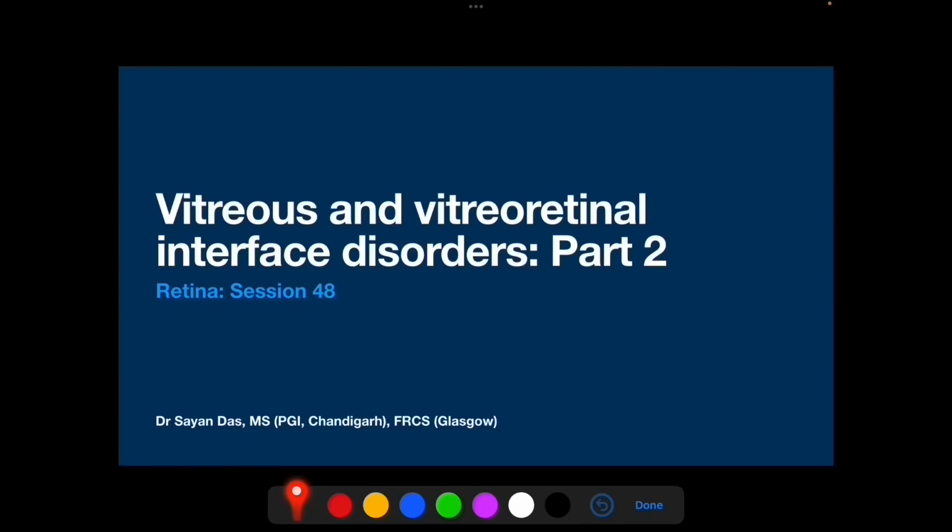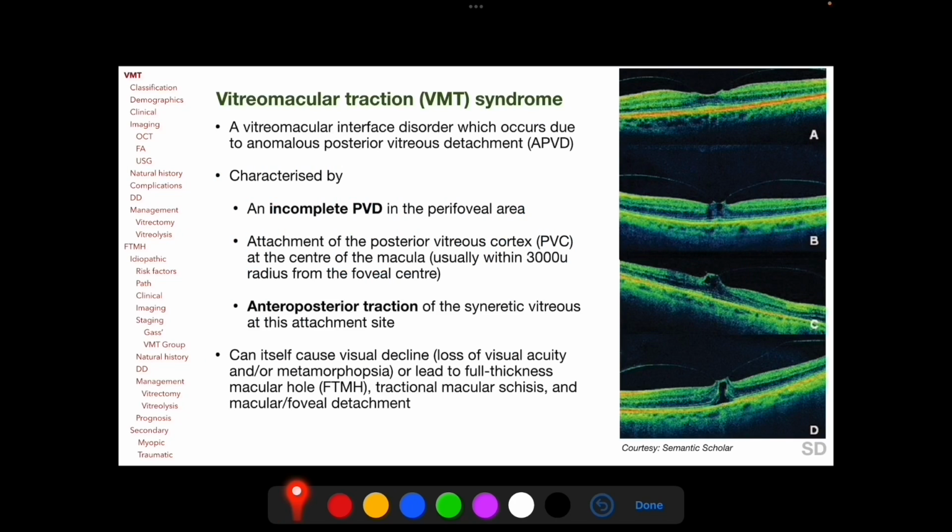Welcome. In this session, we'll be discussing Vitreomacular Traction syndrome and full thickness macular hole, which, as we shall see, are considered to lie in the same spectrum pathogenetically and whose classification and staging overlap. Vitreomacular traction or VMT syndrome is a vitreomacular interface disorder which occurs due to an anomalous posterior vitreous detachment, which we have discussed in the previous session.